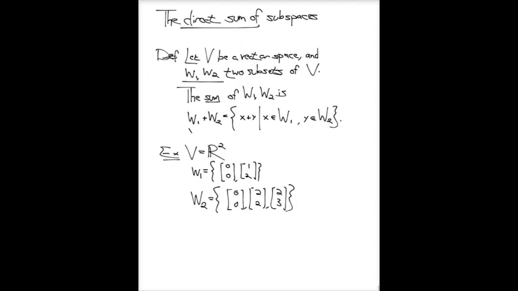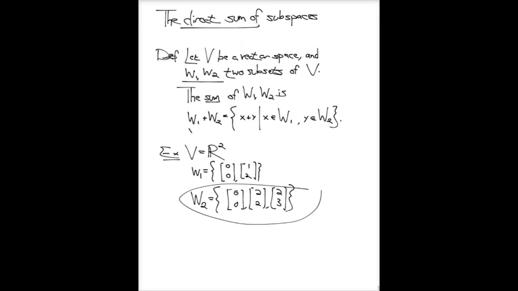Here's a very brief example. Let V be the vector space R2, and take as W1 and W2 the following subsets. W1 is a subset consisting of just two vectors, (0, 0) and (1, 2). And W2 is the subset consisting of three vectors, (0, 0), (2, 2), and (2, 3).